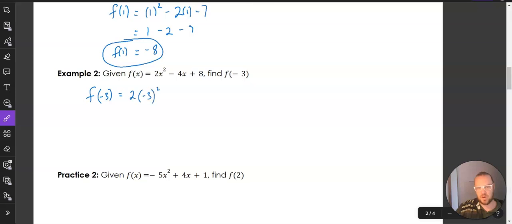Now be careful here, it's important you use brackets, because if we don't use brackets, then this isn't the same thing. If we have negative 3 squared versus negative 3 in brackets squared, we get two different answers, because this one is effectively negative 1 times 3 squared, which would be negative 9. Whereas if we square the whole thing, we get positive 9. And since the x term is squared, we have to square the negative portion of it. Okay, and then we're going to get negative 4 times negative 3 plus 8.